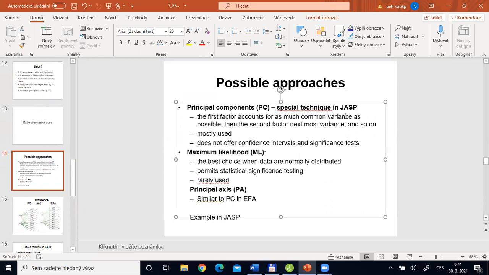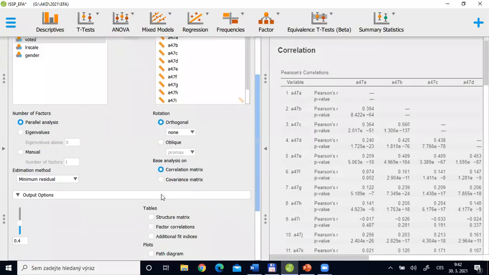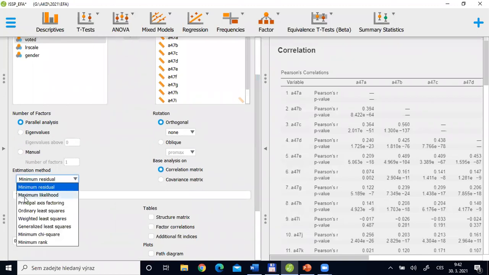That's why in discussions about factor analysis, it is usually recommended to use, instead of principal components, an alternative called principal axis, which is a similar technique to principal components, only in the context of exploratory factor analysis. You can find these options here. If I open the estimation method, we have discussed maximum likelihood, and you can see here principal axis factoring. So if you would like to apply principal components inside factor analysis in JASP, you would be performing principal axis factoring.